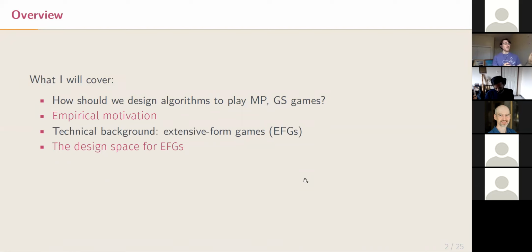The technical stuff will be on extensive form games, and I'll talk about different ways of designing algorithms in extensive form games, and I'll get into more about all of this. Then I'll show some new results for an old algorithm called counterfactual regret minimization that's been really popular and successful in solving zero-sum two-player imperfect information games like poker. And so we have some new results to understand it in more general games.